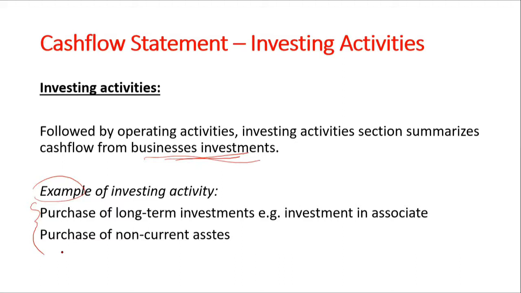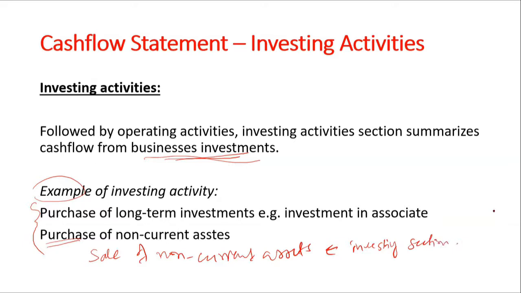So business investments could include, for example, a business purchasing or making an investment in an associate. So you can have investments in other businesses. You can buy a subsidiary as well. Right, and then, for example, there could be purchases of non-current assets. It is not really necessary that it has to be a purchase. It could be a sale of a non-current asset. This also comes in the investing activity section. Equally, it could be a sale of long-term investments, right? So these are just a few examples of what investing activities would include.